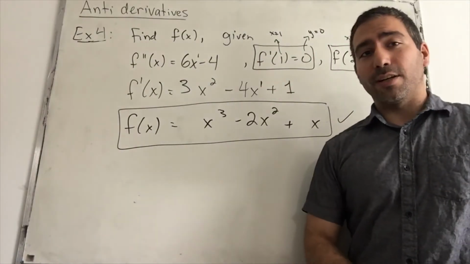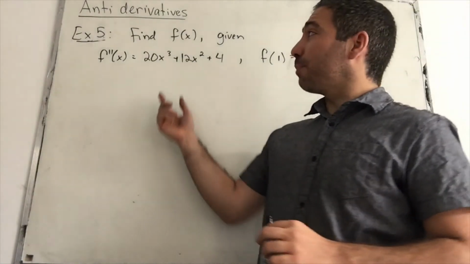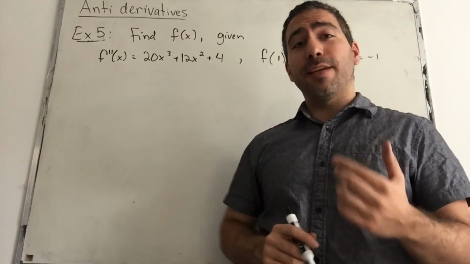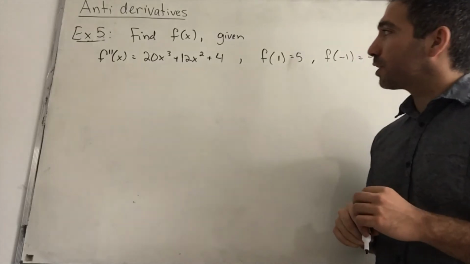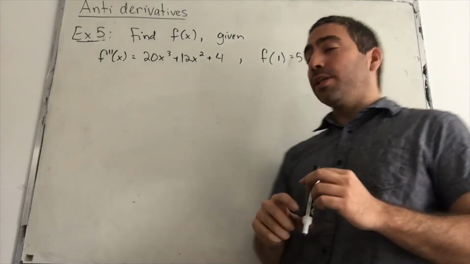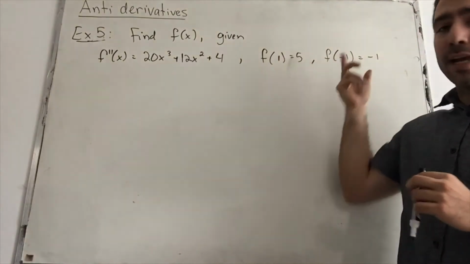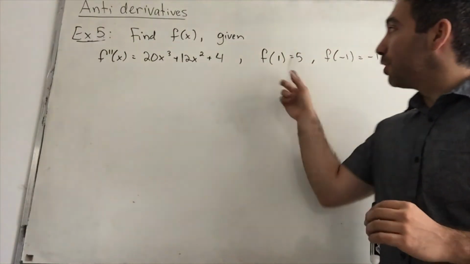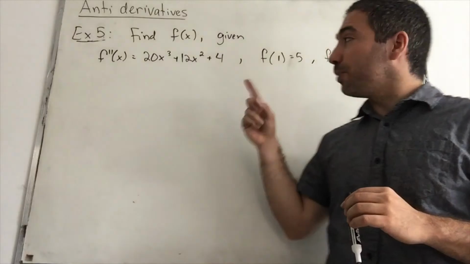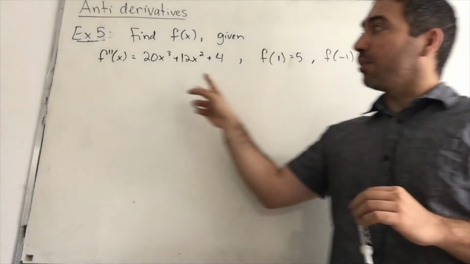Okay, let's look at our last example. So in this final example over here, we have to find the original function f of x, given the second derivative f double prime of x equals 20x cubed plus 12x squared plus 4, and here they give us two initial conditions, f of 1 equals 5 and f of negative 1 equals negative 1. The challenge with this one is that the two initial conditions that are given pertain to the original function f of x, not the first derivative.